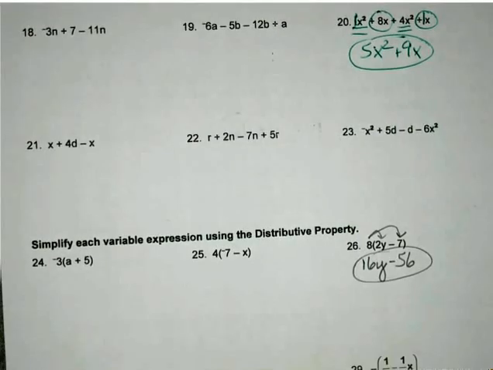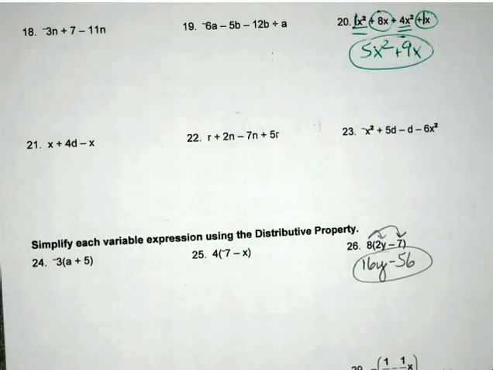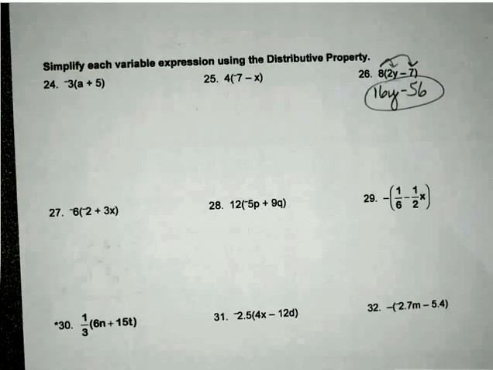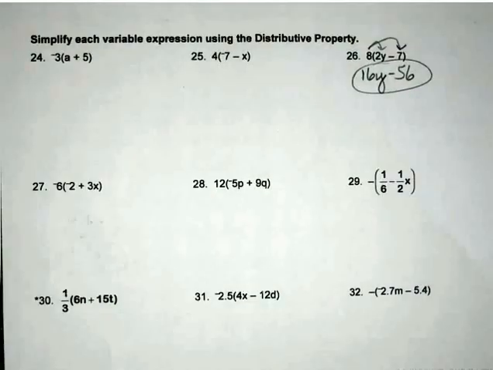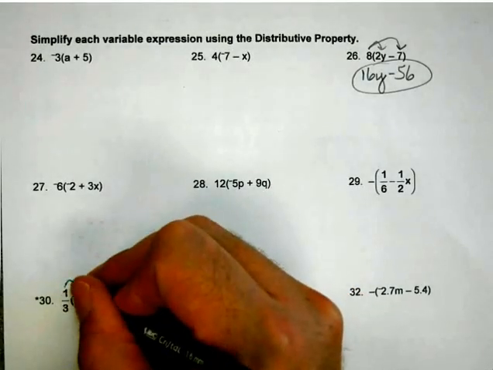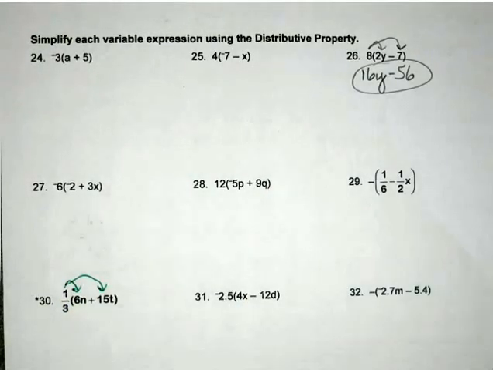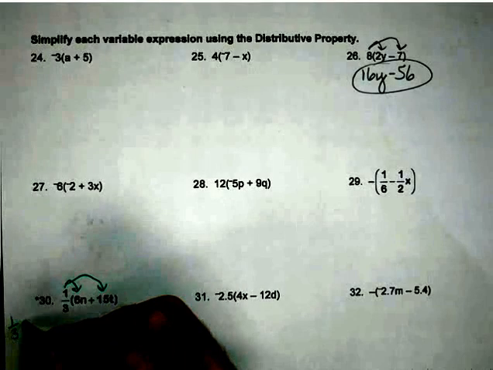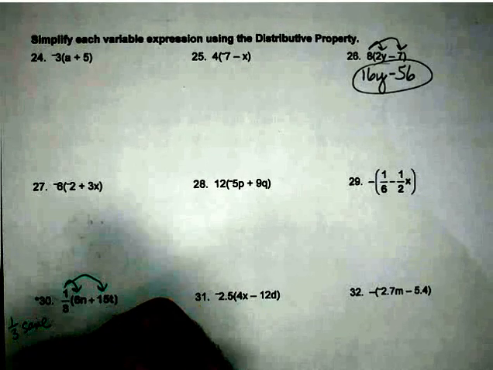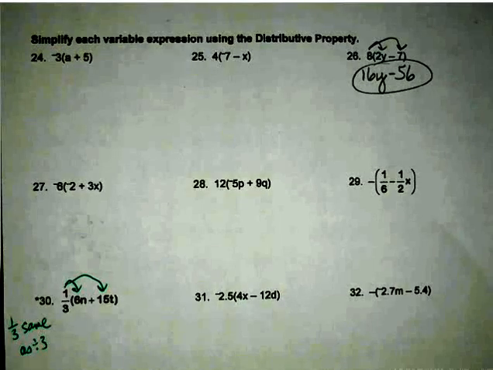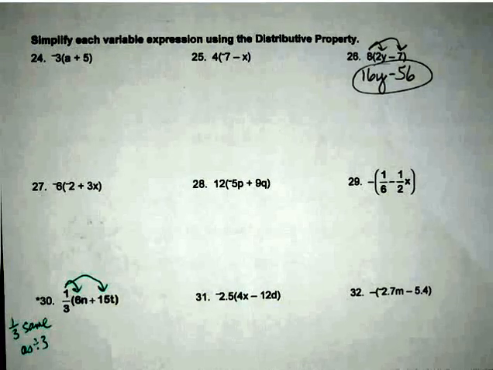But then some of you start looking down below, and you're like, ooh, I see fractions. I see decimals. No fear, no fear. Number 30. You're like, what am I going to do with this 1/3? I don't like fractions. Okay, 1/3 is the same thing as dividing by 3. You want 1/3 of the pizza. We divide it into 3 pieces.